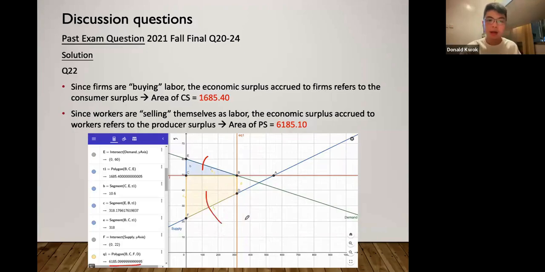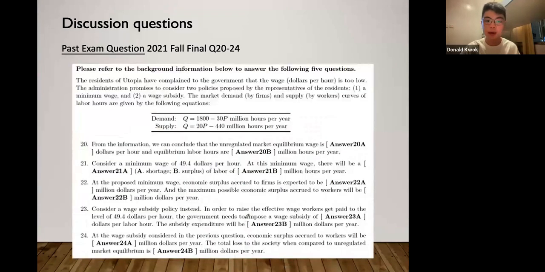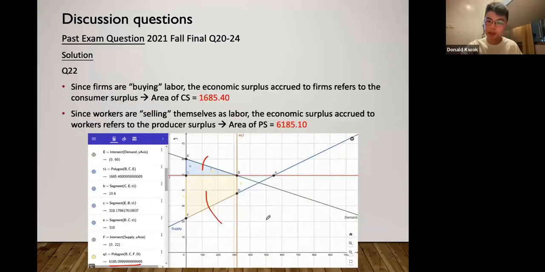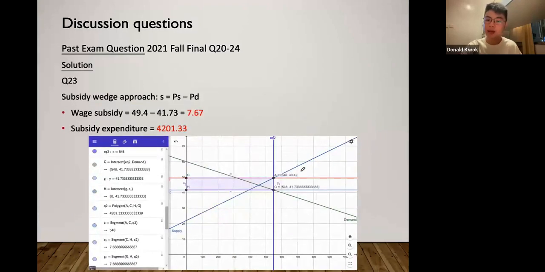Okay, so how about question 23 and 24? We have a wage subsidy policy instead. So in order to raise the effective wage workers get paid to $49.4, what would be the wage subsidy required? So to increase the effective wage of workers to 49.4, this means that the PS will be 49.4. And at the price of 49.4, the quantity supplied will be 548.